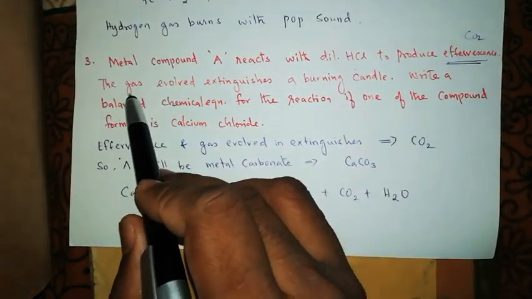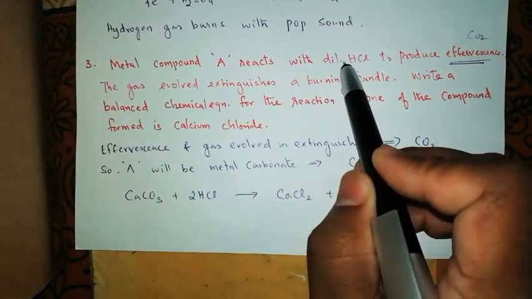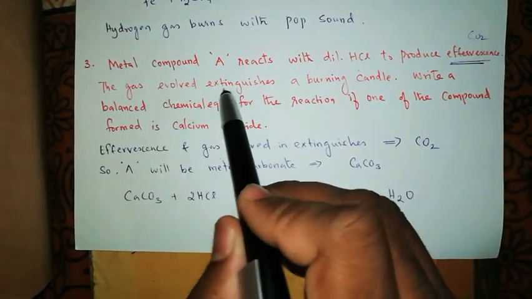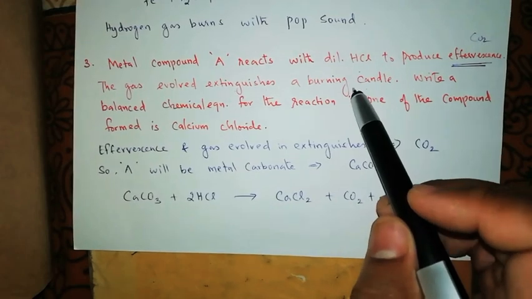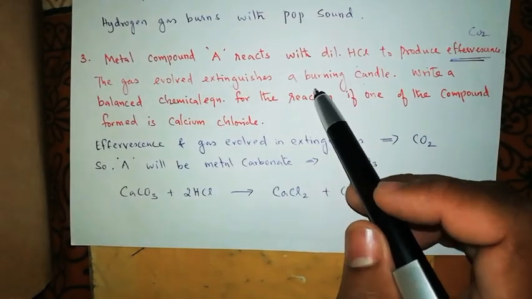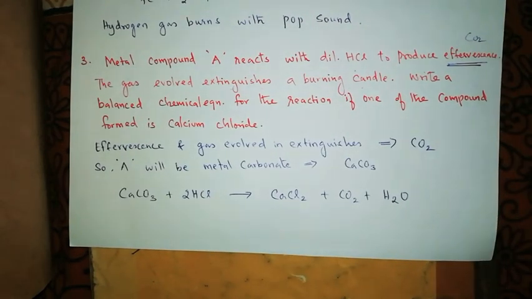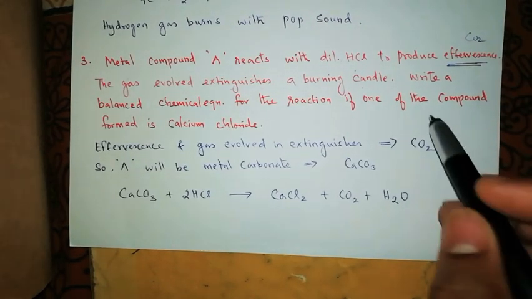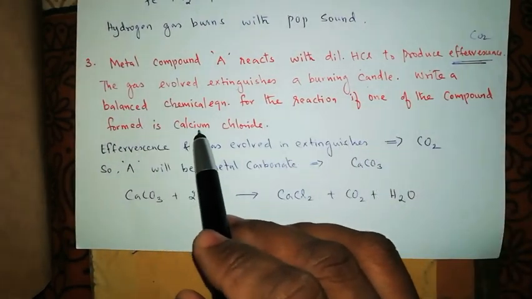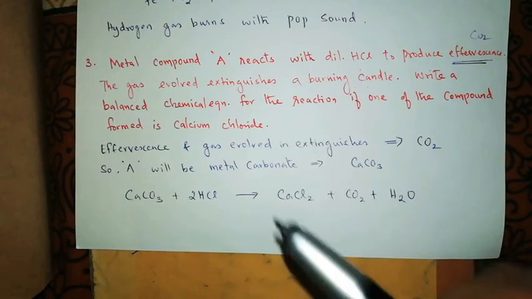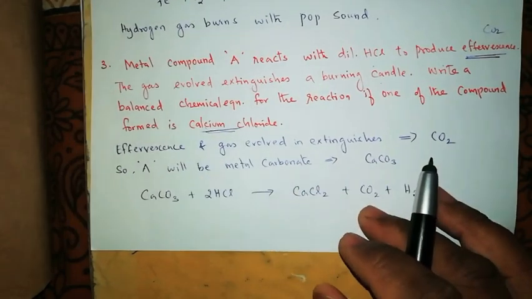Another clue is also given. The gas coming out when it reacts with dilute hydrochloric acid can extinguish a burning candle. How can a burning candle be extinguished? Even when you blow, it can be extinguished, because the gas that comes out of your mouth is also carbon dioxide. Write a balanced chemical equation for the reaction, if one of the compounds formed is calcium chloride. They have given one clue: one of the products formed is calcium chloride.